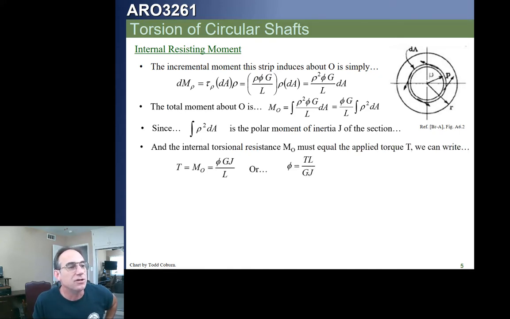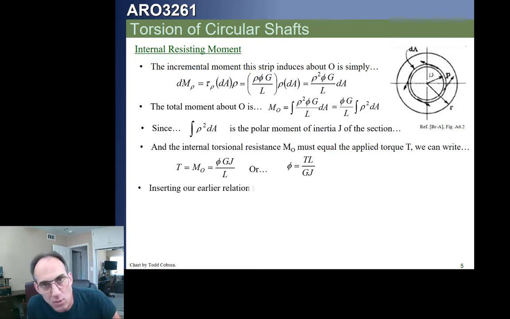then we can find that the total moment, which we call a torque, since the moment acts down the normal to the surface and is causing stresses that are parallel to the surface, it's called a torque. So we have that torque is just phi J over L, which we generally write in this other manner. The angle of twist is just TL over GJ.